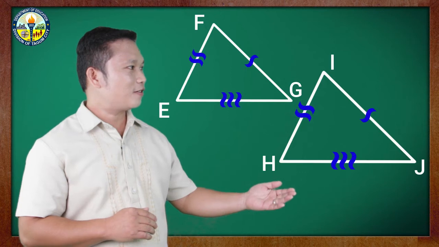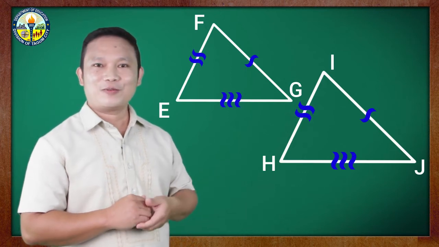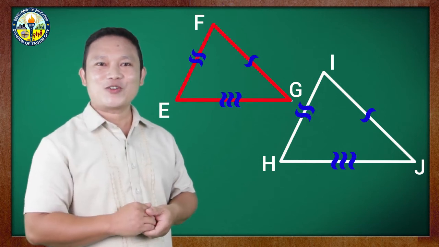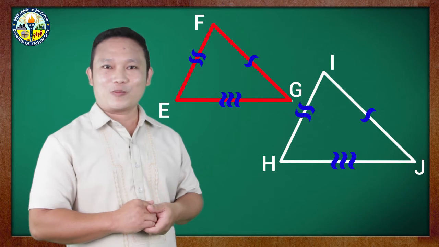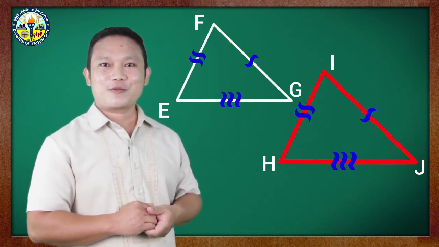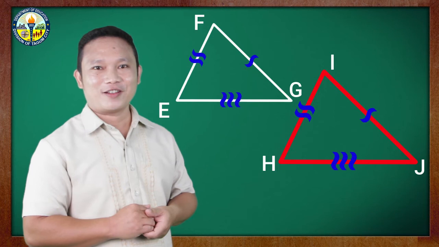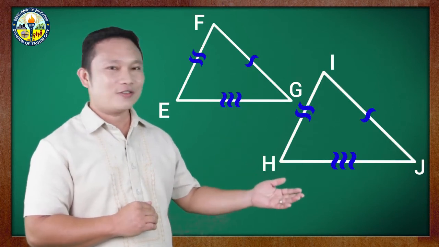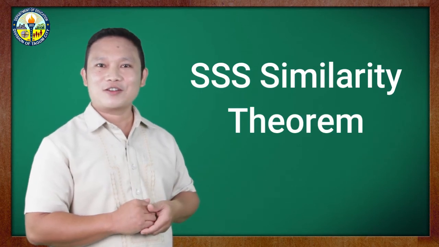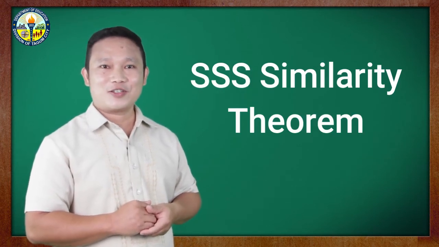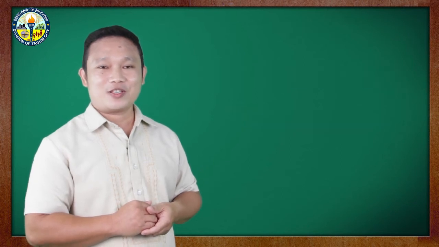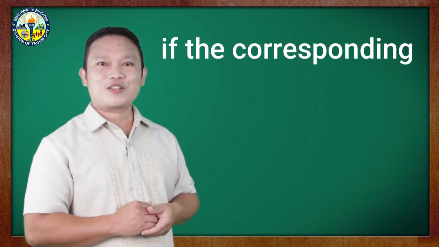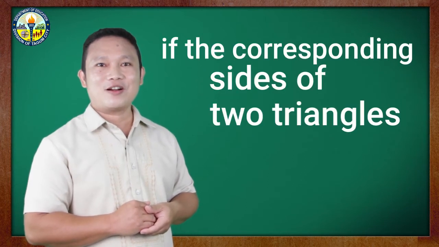Let us observe this third illustration. What have you noticed? That's right. Three sides of one triangle are proportional to the corresponding three sides of another triangle. This illustration shows the SSS, or side-side-side similarity theorem, which states that two triangles are similar if the corresponding sides of two triangles are in proportion.